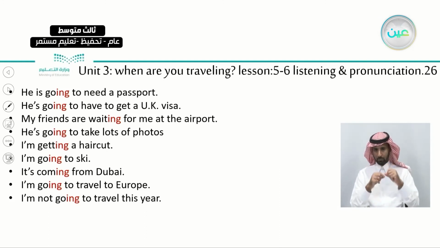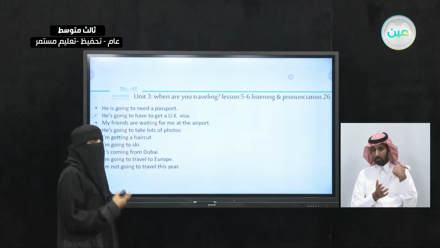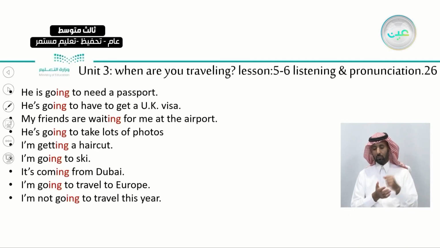I'm getting a haircut. I didn't say I'm getting a haircut. No. We don't pronounce the G at the end. Okay? I'm going to ski. It's coming from Dubai. I'm going to travel to Europe. I'm not going to travel this year. Okay? This is how we pronounce the ing.